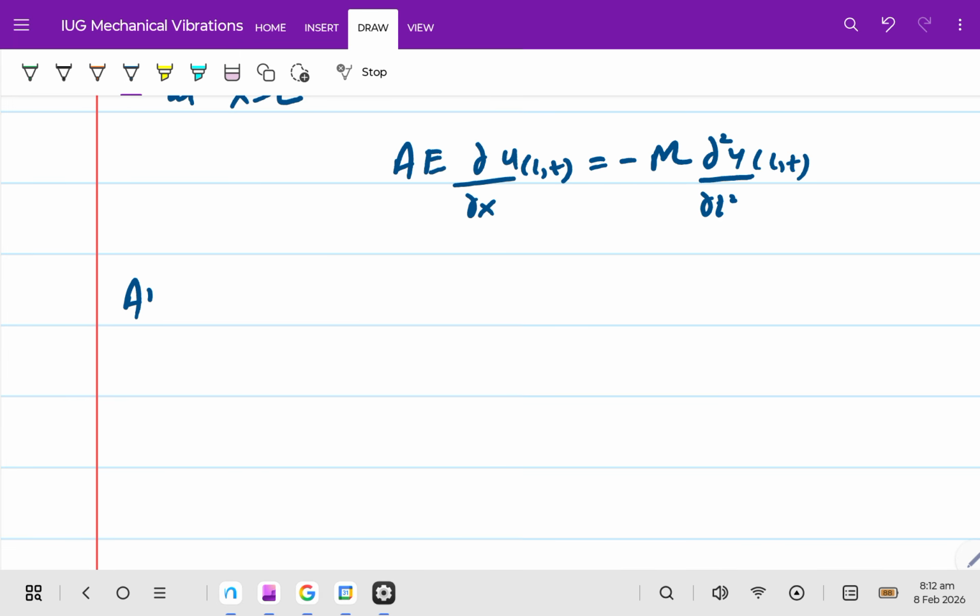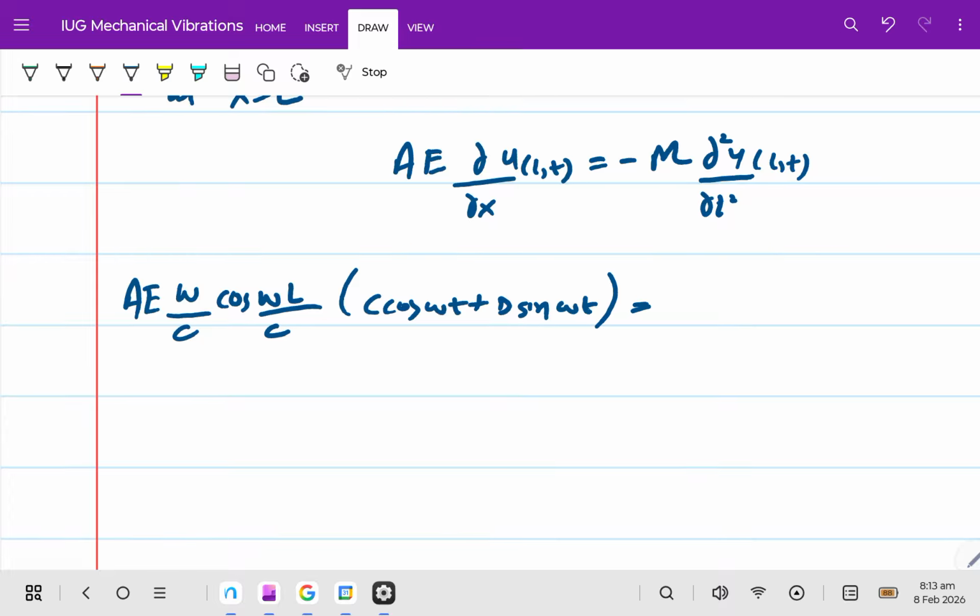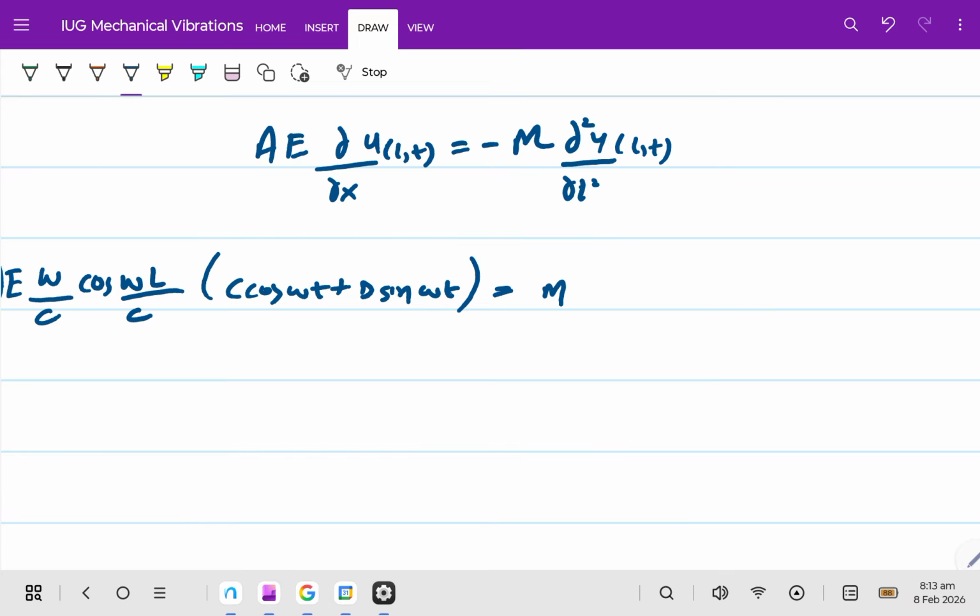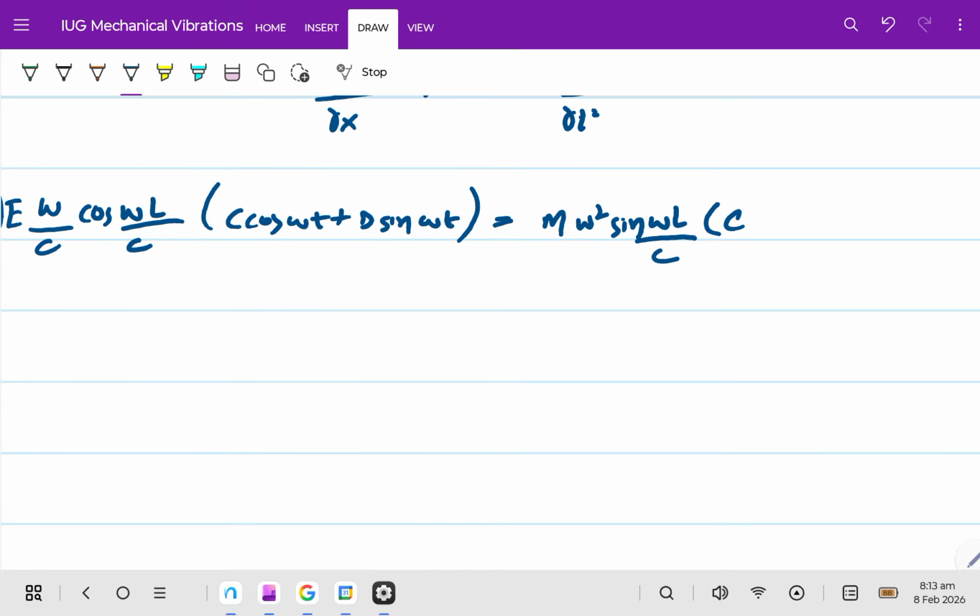AE omega over c cosine omega L over c, times c cosine omega t plus d sine omega t, equals m omega square sine omega L over c, times c cosine omega t plus d sine omega t.